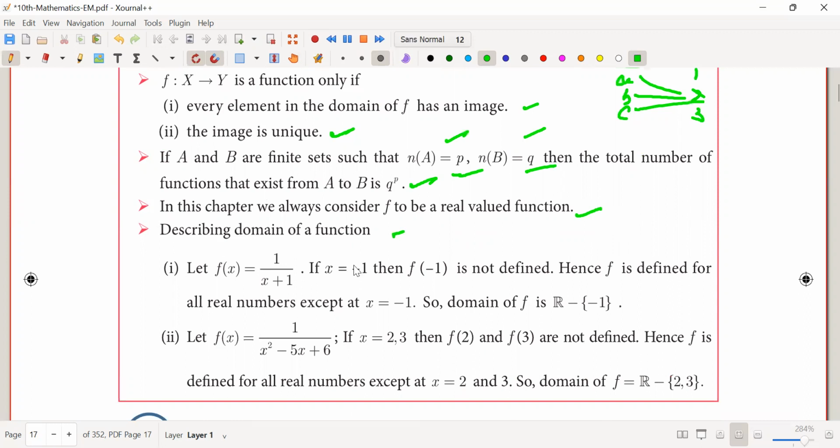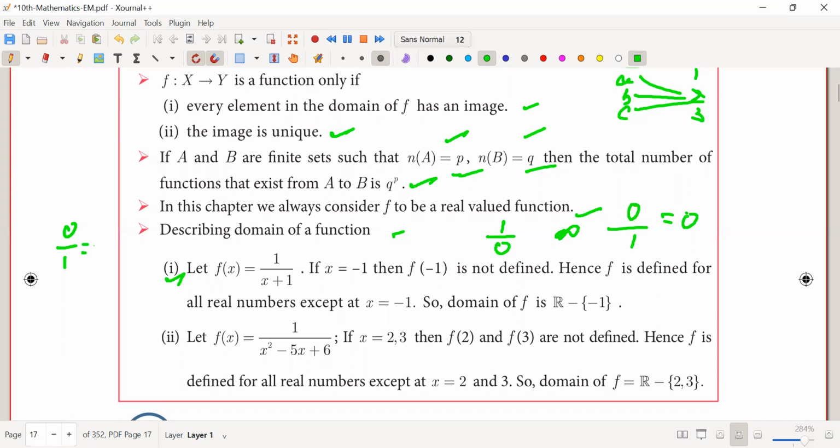Describing the domain of a function. Let f of x equal 1 by x plus 1. If x equals minus 1, f of minus 1 is 1 by minus 1 plus 1, which is 1 by 0. Anything by 0 is infinity, while 0 by anything is 0. But f of minus 1 is not defined, so every function has to be defined. We can't have infinity. These are known as indeterminate forms.